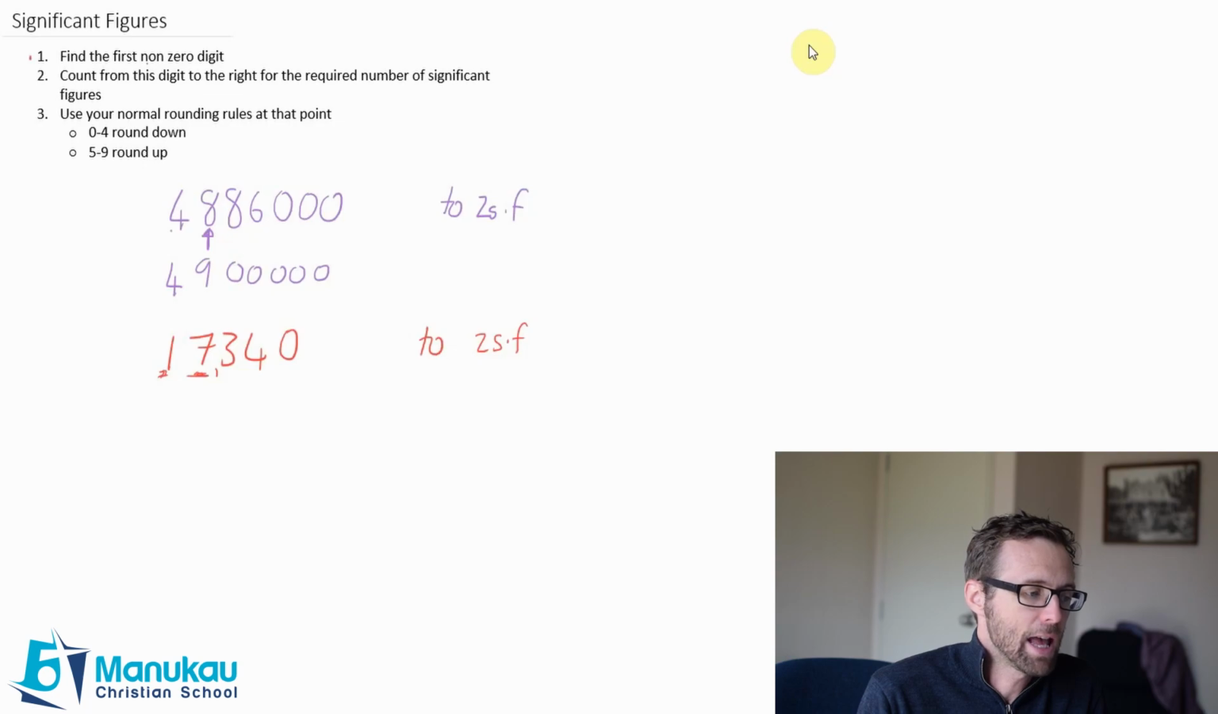We're looking at the 7. And to decide what happens to that, we move to this next digit, the 3. And we say, well, this 3 tells me that this is going to round down. So it'll just remain as 17. So we're rounding down.